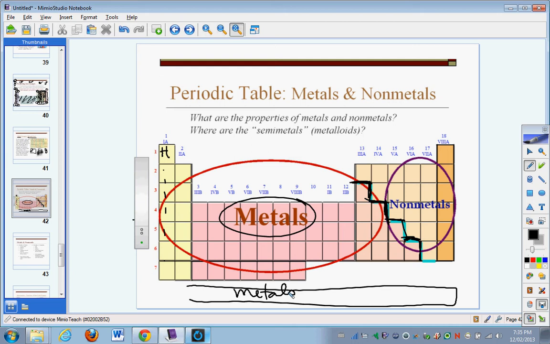Now, along that staircase, and technically along the right-hand side of it, the elements that touch along the right-hand side of that staircase sometimes share properties of metals and nonmetals because they're right in the middle. They're referred to as metalloids or semi-metals. So if you're on the right-hand side of that staircase and touching the staircase, you may end up having properties of both metals and nonmetals.